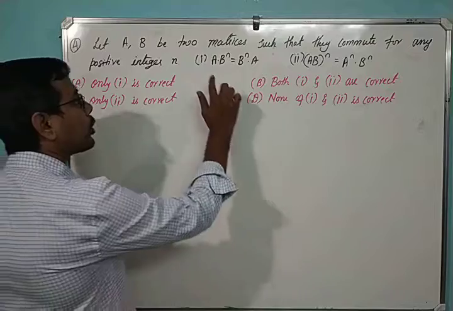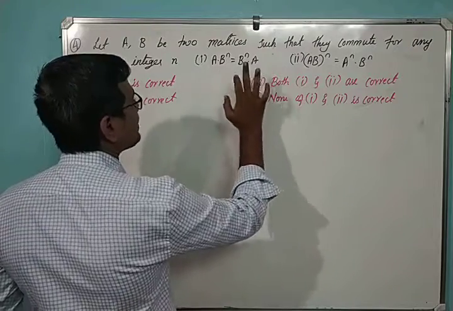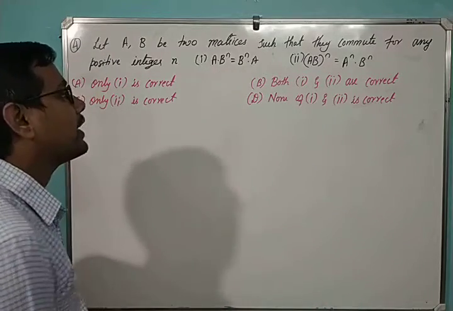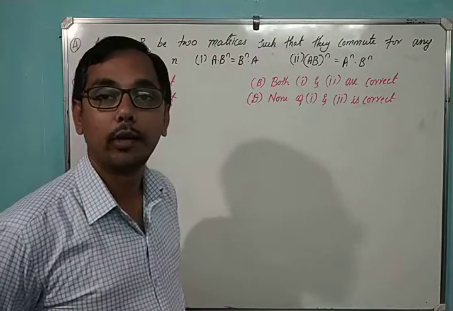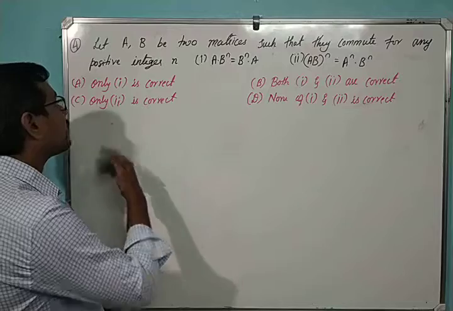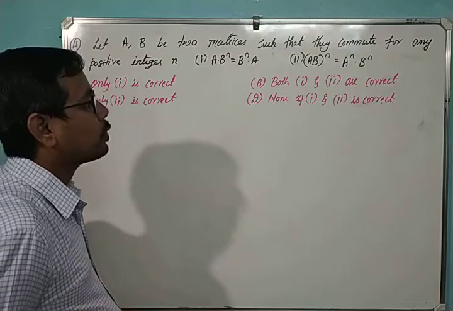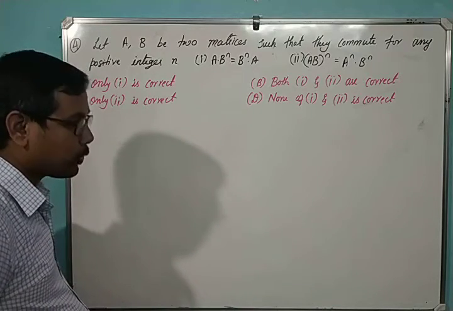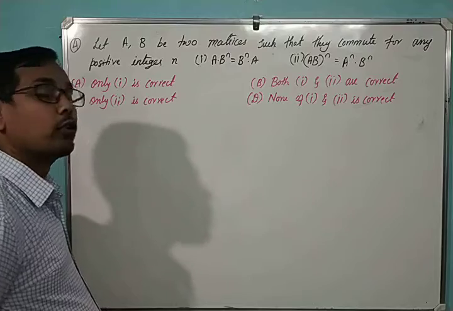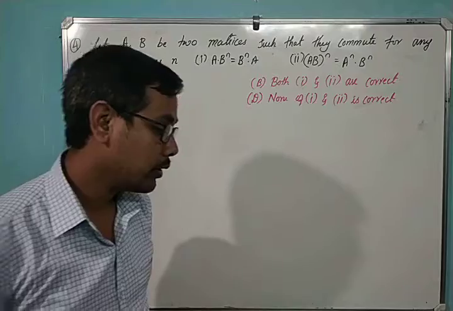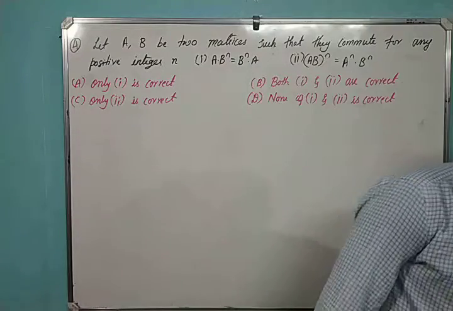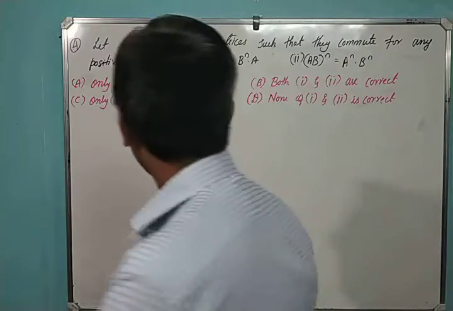And they have given two conditions: A into B to the power n is equal to B to the power n into A, and A into B whole power n is equal to A power n into B power n. Then the options are: only first one is correct, both 1 and 2 are correct, only second one is correct, none of 1 and 2 are correct. So out of this, which is correct, that should be identified. Okay, so let's start with this.